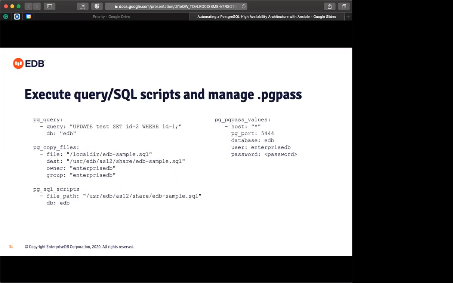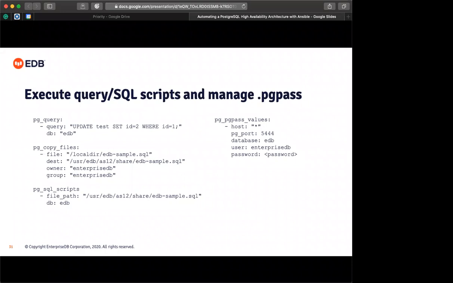With the deployment, suppose you want to execute a specific query, or you want to put some seed data into your architecture. You can do that easily with the collections. There is pg_query, through which you can execute queries. You can copy a SQL file from your local machine to the nodes for execution, or you can execute a SQL directly.